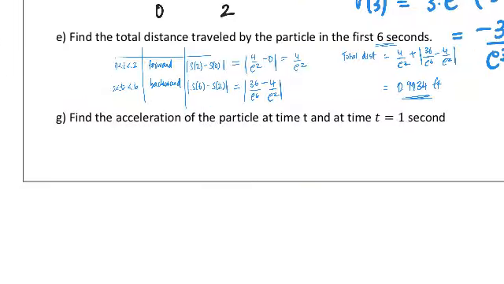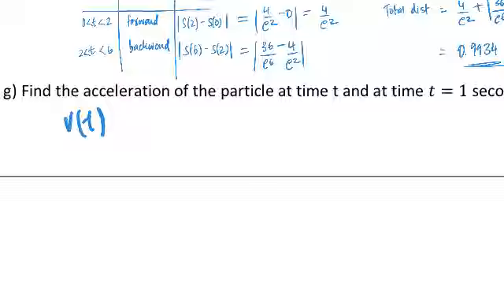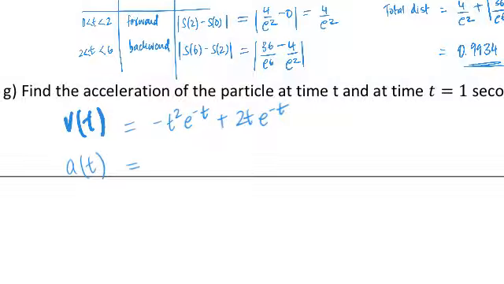Okay, find the acceleration of the particle at time t and at t is equal to 1. So now we have to take that velocity equation and differentiate it one more time. So the velocity equation had come out to be negative t squared e to the negative t plus 2t e to the negative t. So you can see we're going to have to do product rule a couple of times. And we're going to end up here with a longer equation. So product rule on this first piece will give me the first times the derivative of e to the negative t, which is negative e to the negative t.